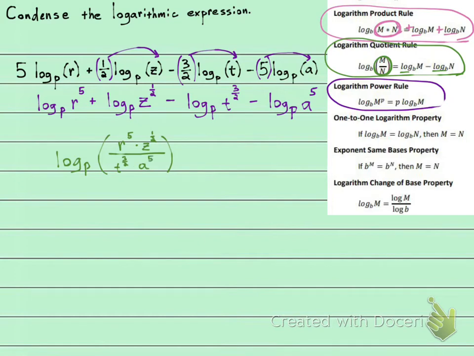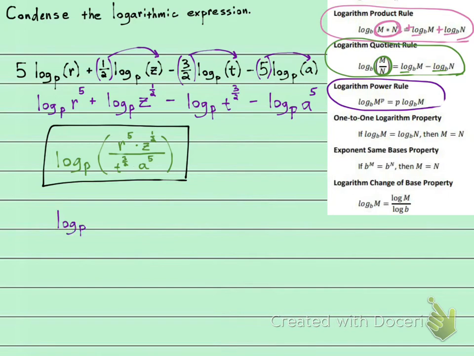All right, now you might be able to stop right here. It's very likely they will accept this as your answer. You might also want to use what you know about fractional exponents and make radicals as necessary. So these 2 can be radicals. So an alternate answer, which they might want, would be this.